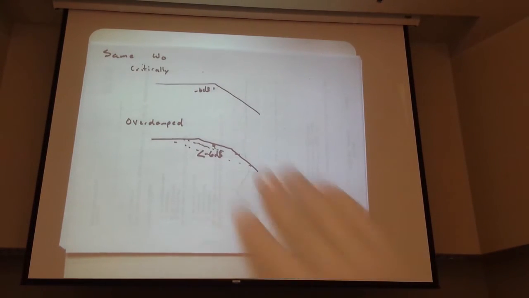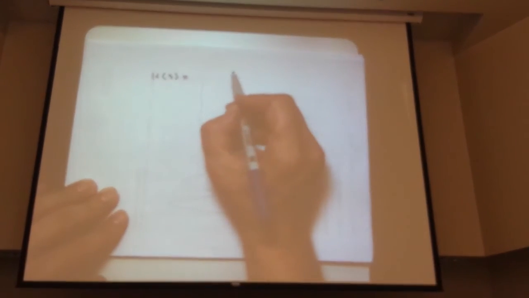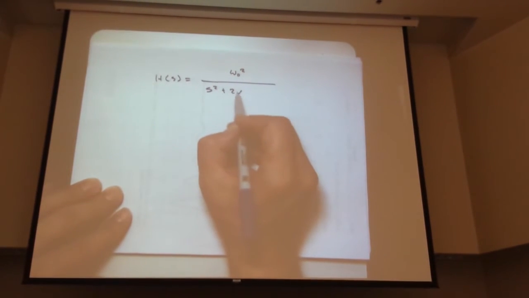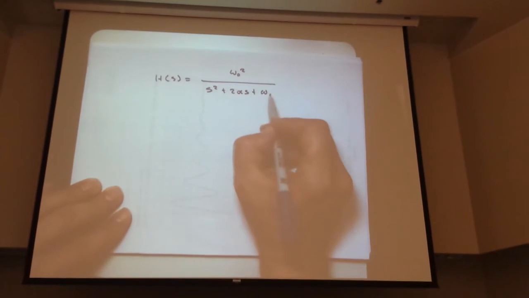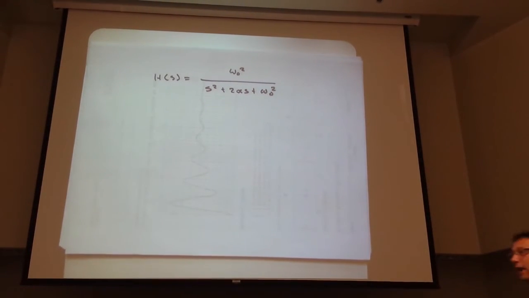So no matter what, H of S, we don't even care what's in the numerator, but we can use our low pass. How many poles are in the denominator here? No matter what. Doesn't matter what the damping is. There are 2 poles in there.